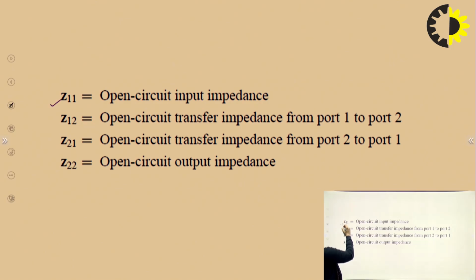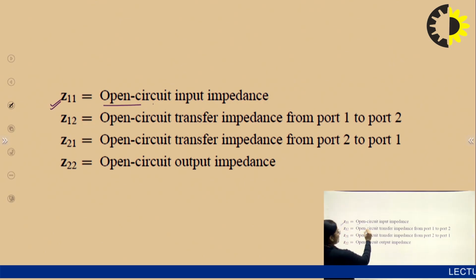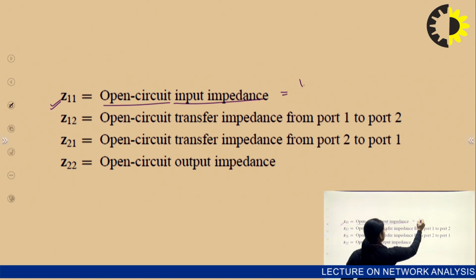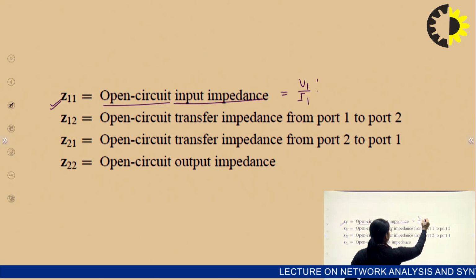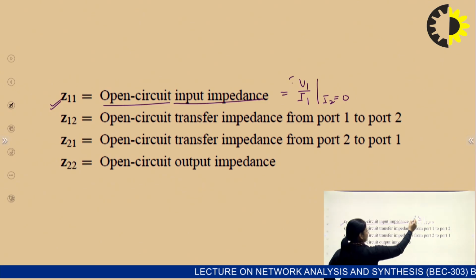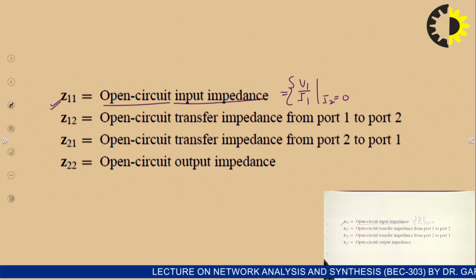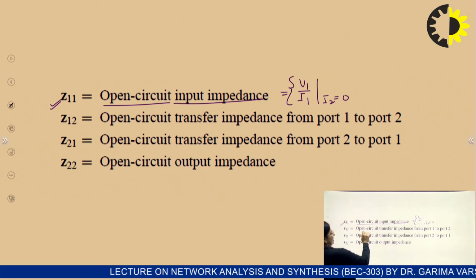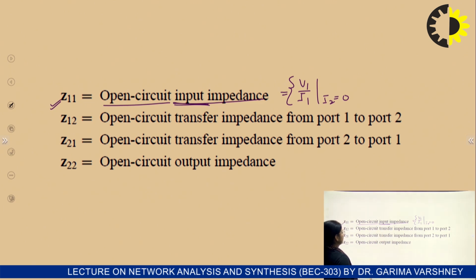Now these are the names. Z11 is called the open circuit input impedance. Why input impedance? Because Z11 is equal to V1 by I1 when I2 is equal to 0, so both the variables are from the input side. That's why I call it input impedance.